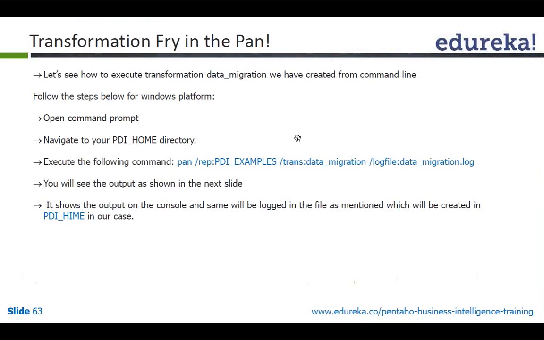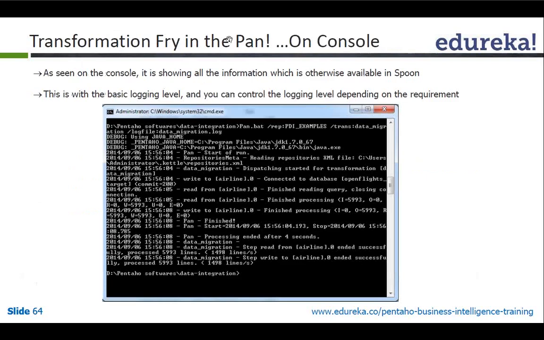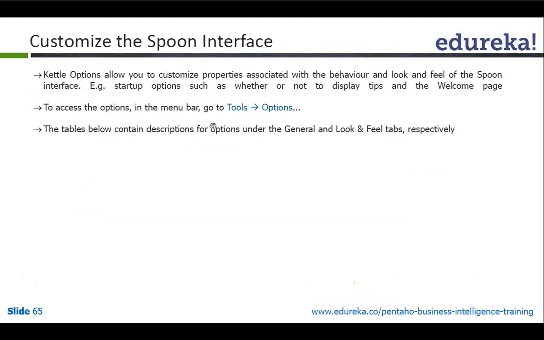So this is how you can use Pan to run your transformations. You can also schedule them using Windows scheduler, or for that matter you can also use Carte scheduler, Java Carte scheduler, or cron jobs. So this is the sample output on the console depicted here.